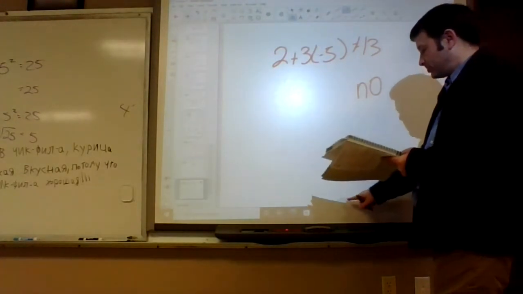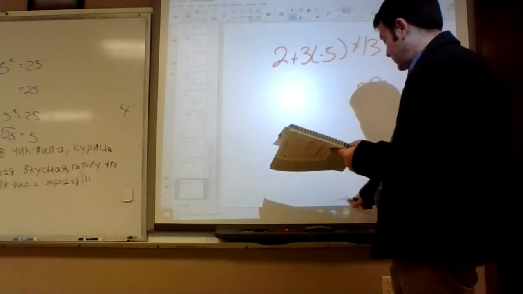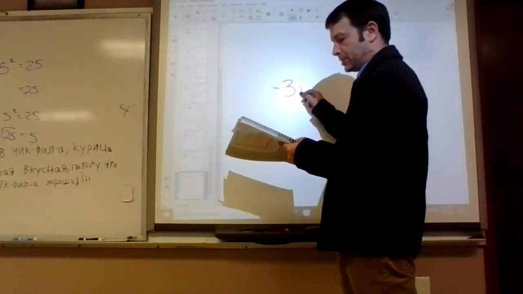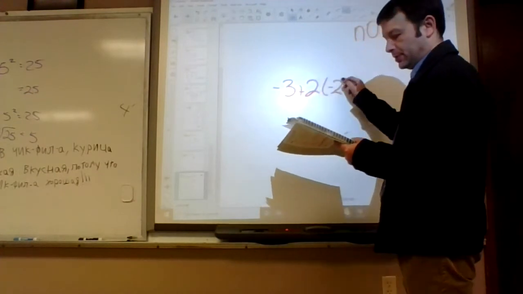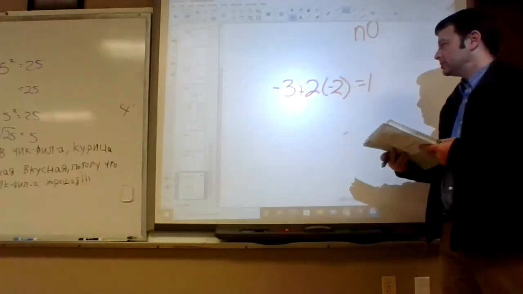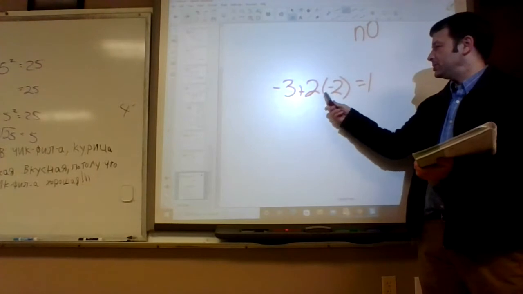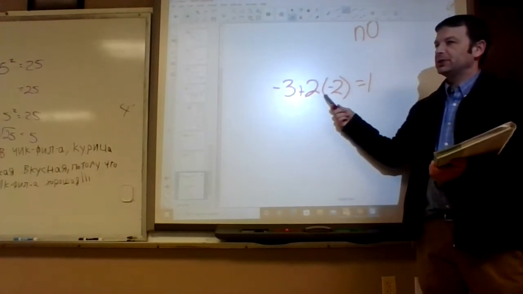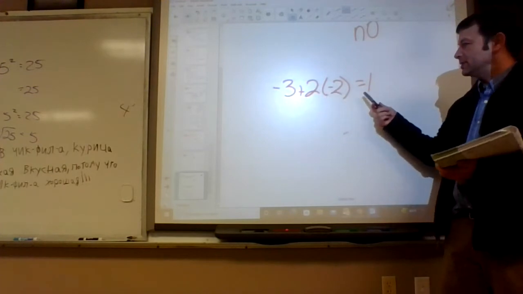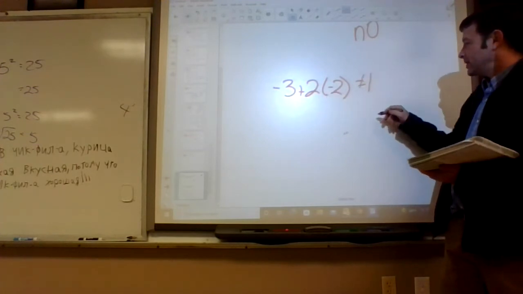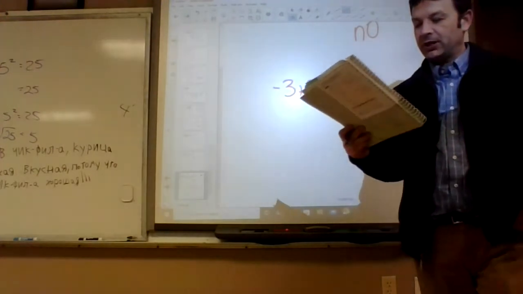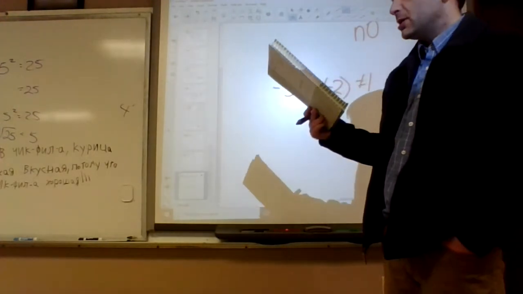Number 11, we're supposed to plug in negative 3, negative 2. So it would be negative 3 plus 2 times negative 2. Does that equal 1? 2 times negative 2 is negative 4. Negative 3 plus negative 4 is negative 7. So that's not equal. That would be a no. They're being nice and making the first one not work for us.